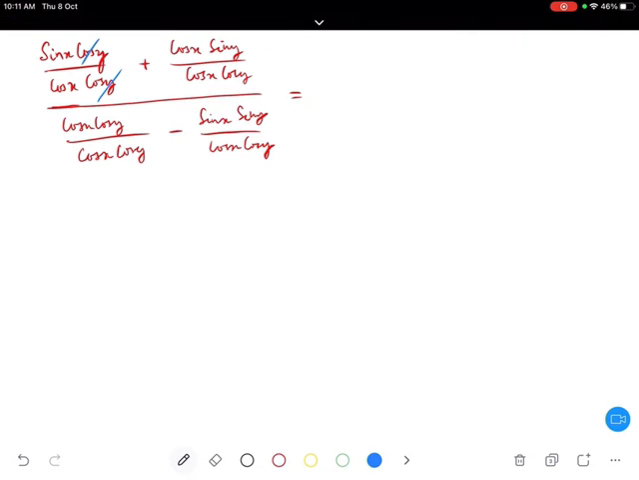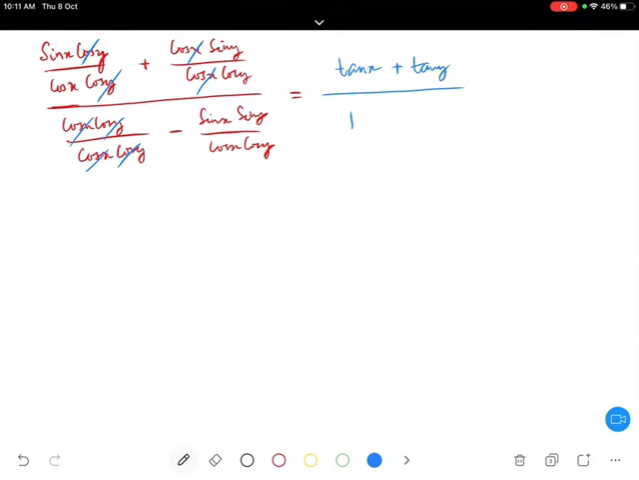So cos y gets cancelled, right? So I get sin x by cos x, which is tan x. And here, cos x gets cancelled. So I get plus what? Tan y, yes, sin y by cos y. And here, both of them get cancelled.